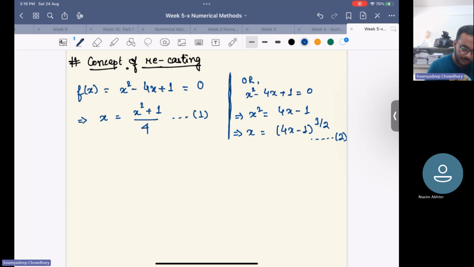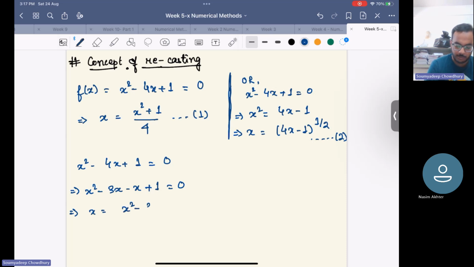One more way is there, like we can do it. So this 4x we can write as x square minus 3x minus x plus 1 equal to 0. From this we can write x equal to x square minus 3x plus 1. So there are unlimited number of ways by which we can do this. We can express this equation in the form of x equal to g of x, right?